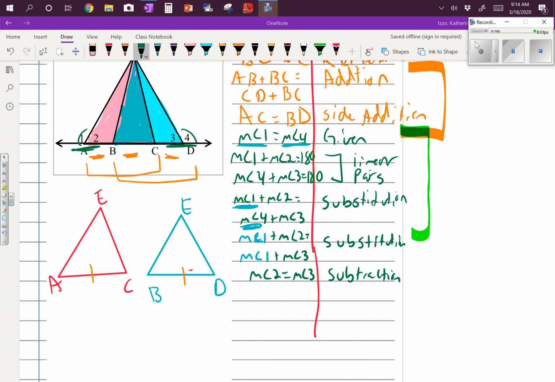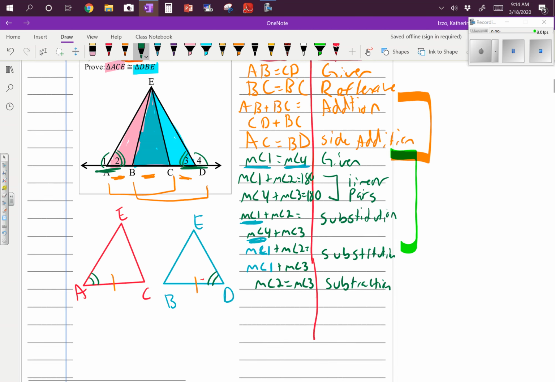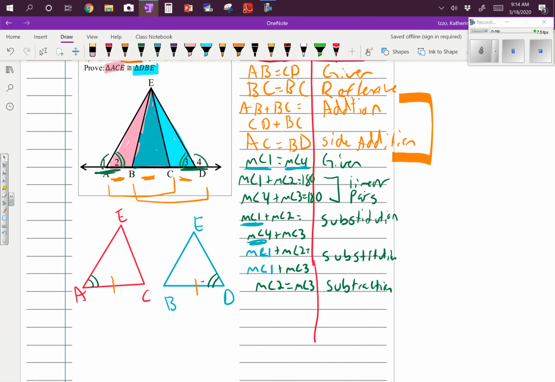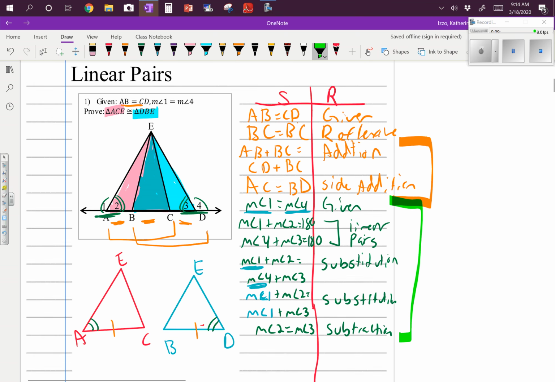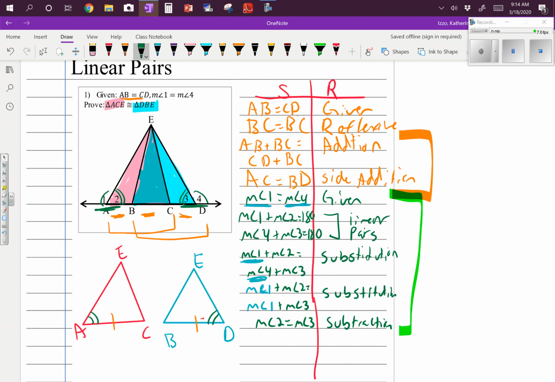All right, so now we've got measure angle 2 and measure angle 3. Yay! Measure angle A and measure angle D. So we've got one pair of sides, one pair of angles, and we've got a whole lot of steps. Yeah, we do. A lot of steps. Unfortunately, we have run out of givens. What are the two things when you run out of givens, Squirrel?